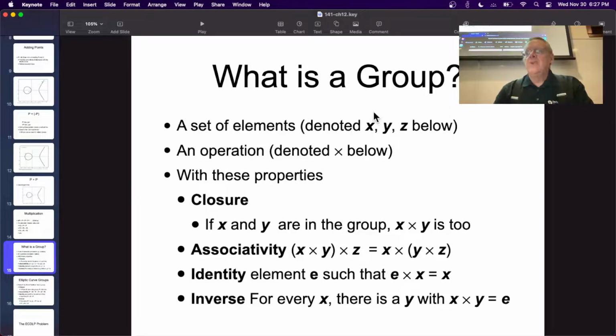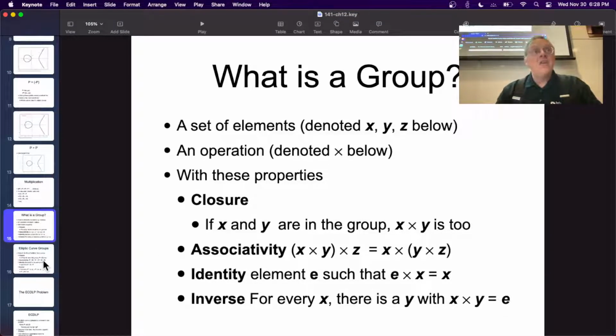So now we have a group. This is the group. We have a set of elements like x, y, and z. We have a multiplication operation with these properties. If x and y are in the group, then x times y is also in the group. We do not leave the group. As we combine elements, we can do these multiplications in any order, and we'll get the same answer. We have an identity element. So if you multiply by x, you get x. And there's an inverse element. For every x, there is a y, such that x times y takes you back to the identity element. And this is what we had in RSA.